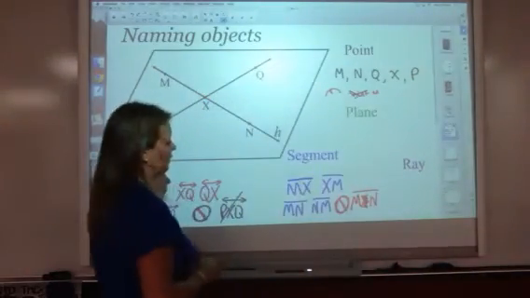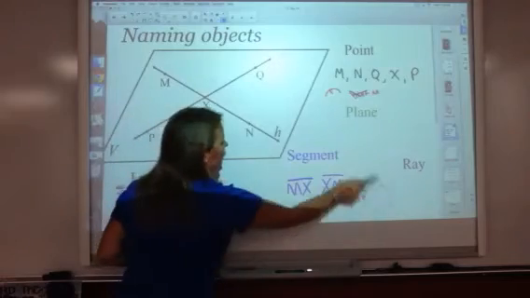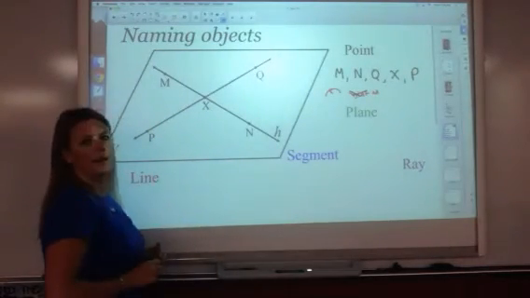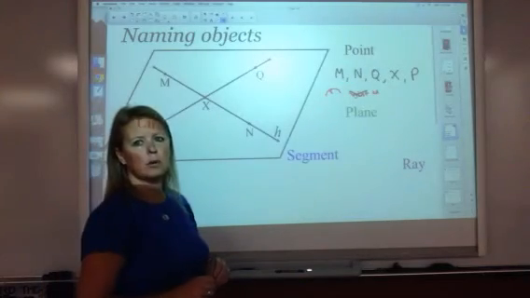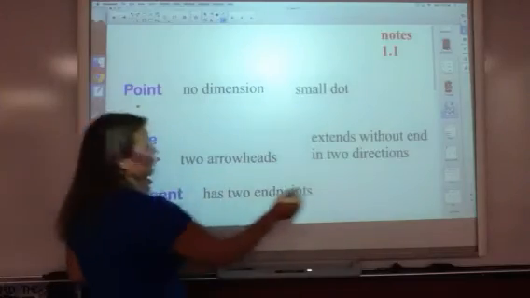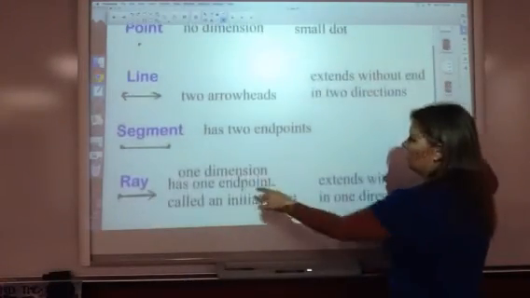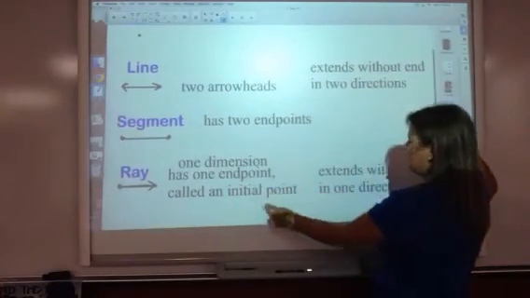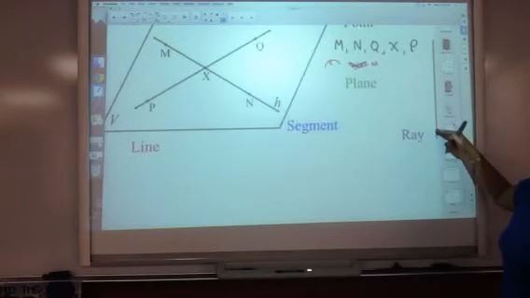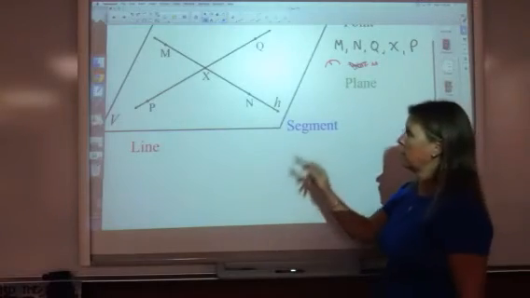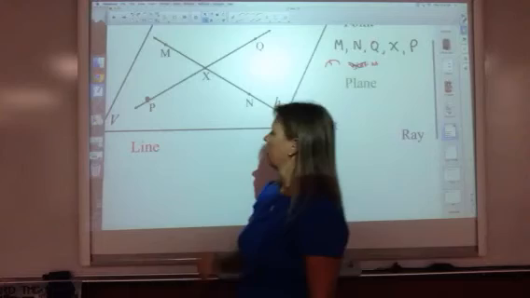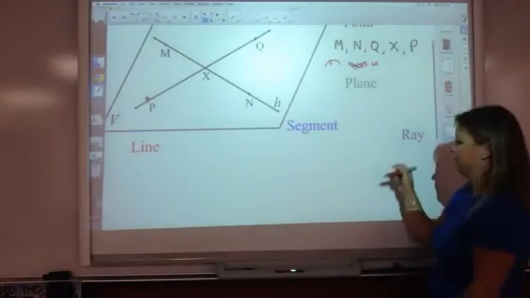All right, and finally let's finish up with the ray. The ray has a uniqueness to it, in that a ray has an initial point. If you go back and look at your vocab quick, a ray has, I'm going to scroll, 1 endpoint called an initial point. So when you are naming this ray, you have to start with its endpoint. I'm going to work with P. Ray P.